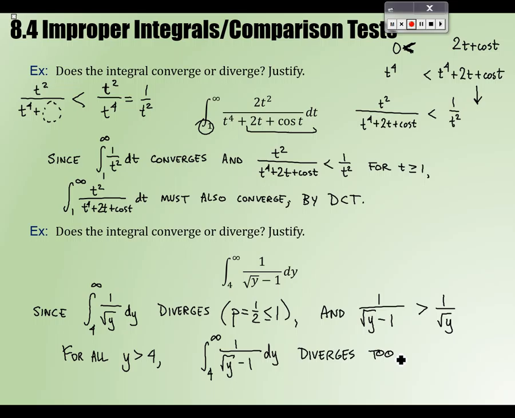Okay? So that's an example of both things that can happen. And then there's something else that might happen, which is inconclusive. So that's all the direct comparison we have to do.